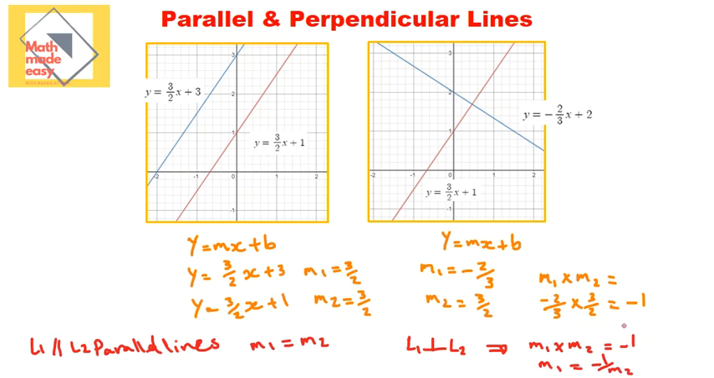Okay? So you're going to flip it. This is negative 2 over 3. I'm going to flip it and switch the sign. So this is the rule of parallel and perpendicular lines. Parallel lines have the same slope. For perpendicular lines, if you multiply the slopes, you'll get negative 1. Now, how is this useful?